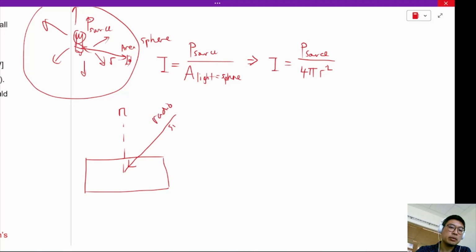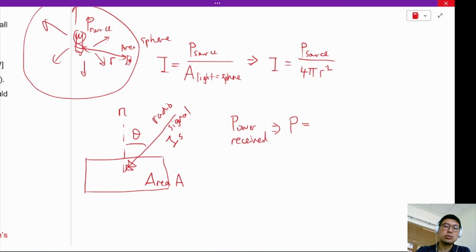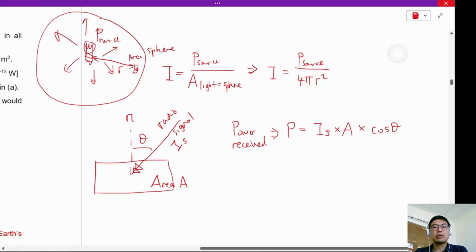So the radio signal is approaching and hitting the receiver at a particular angle theta. The radio signal intensity is given by I_S. The area of the receiver is given by area A. So what is the power that is received? The power received is given by the formula P equals the intensity of the radio signal multiplied by the area of the receiver multiplied by cosine theta. So this is the formula for the power received.